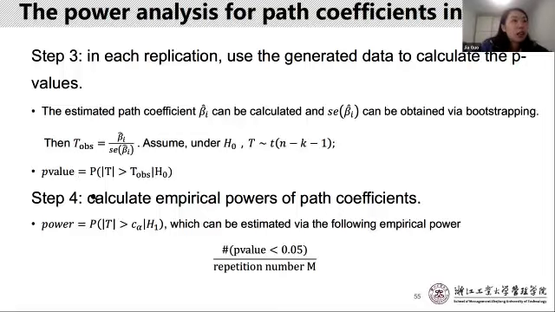And the last step is to calculate the empirical power of the path coefficients. Here we do not know the alternative distribution, so we use the previously mentioned empirical power. We use this formula. Actually, we use this ratio to estimate the true power.